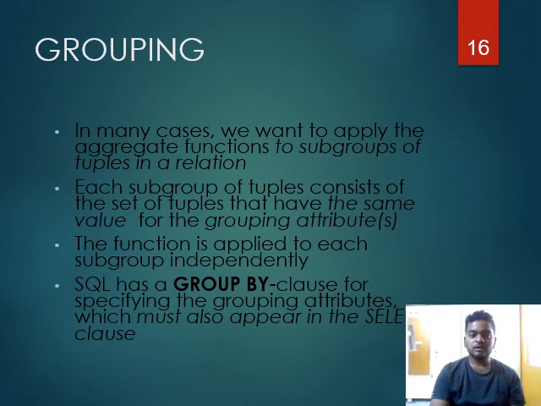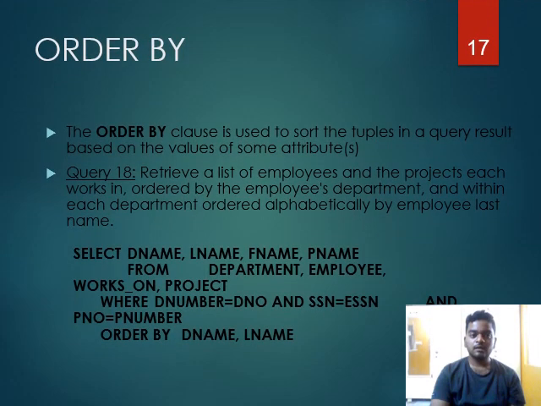Grouping. In many cases, we want to apply the aggregate functions to subgroups of the tuples in a relation. Each subgroup of tuples consists of the set of tuples that have the same values for the grouping attributes. The function is applied to each subgroup independently. The SQL group by clause specifies the grouping attributes, which must also appear in the select clause. Order by is used to sort the tuples in a query result based on the values of some attributes.